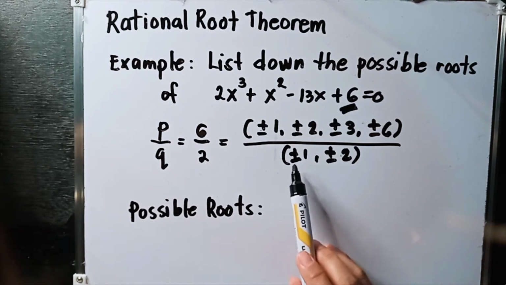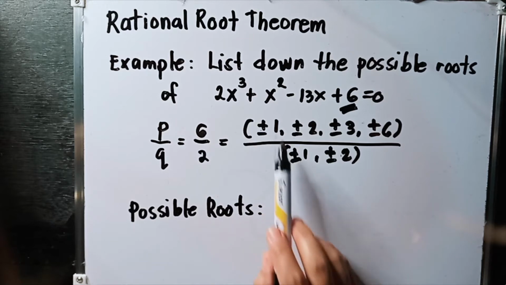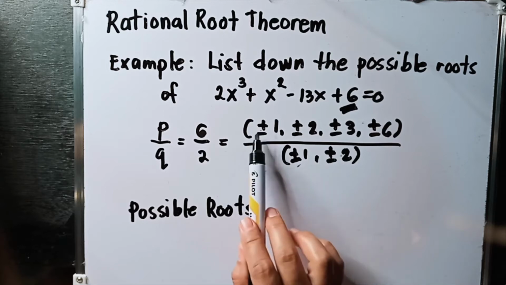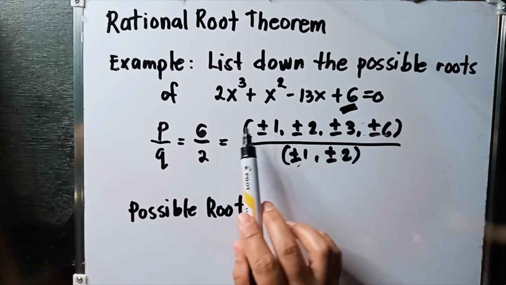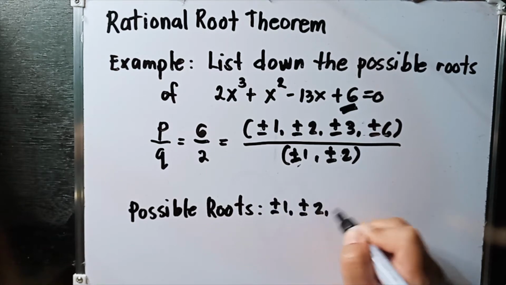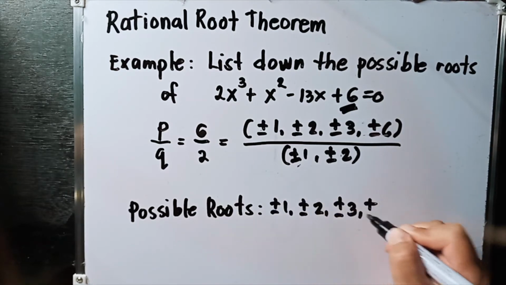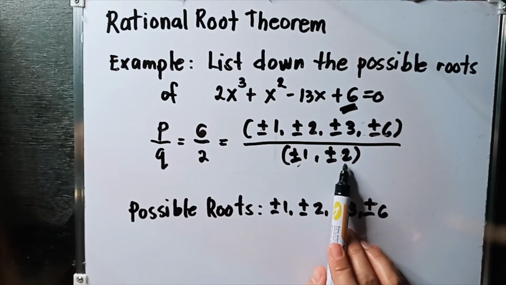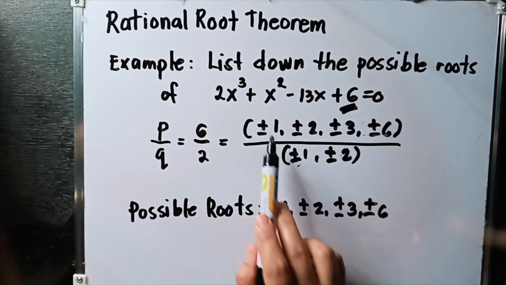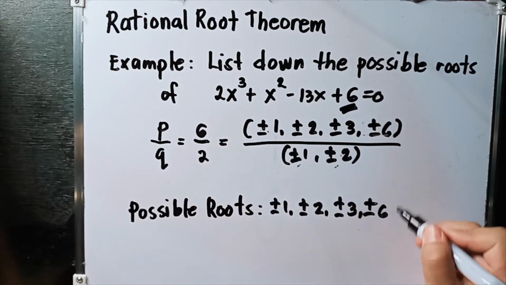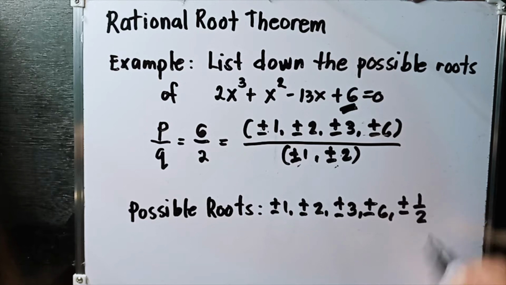We are going to divide first by 1. So positive negative 1 divided by positive negative 1. If the divisor is 1, it means we're going to copy all the values of the numerator. So positive negative 1, positive negative 2, positive negative 3, positive negative 6. And next, we're going to identify the values if the divisor is 2. Positive negative 1 divided by positive negative 2 is positive negative 1 half.